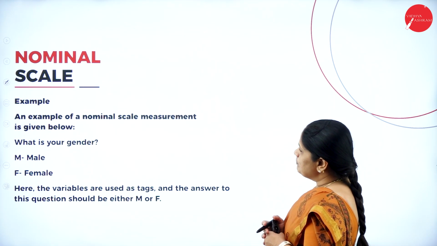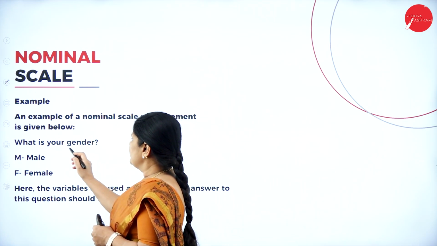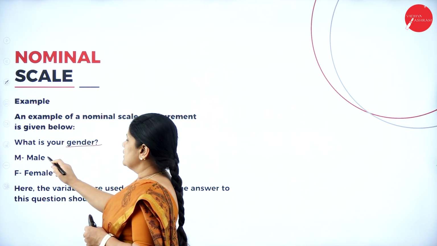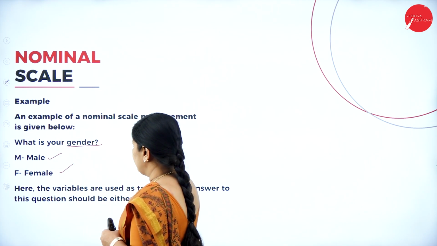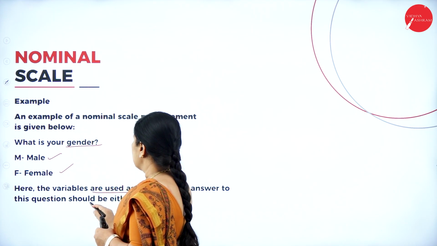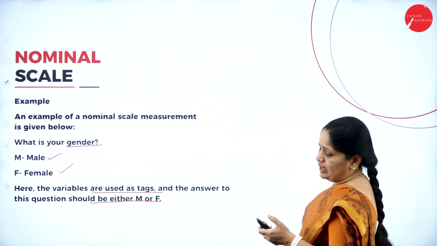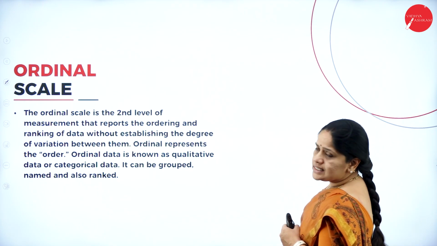Then an example of nominal scale measurement is given below. If you ask anybody what is your gender, the answer may be male or female. Here the variables are used as tags and the answer should be either male or female, that is M or F.